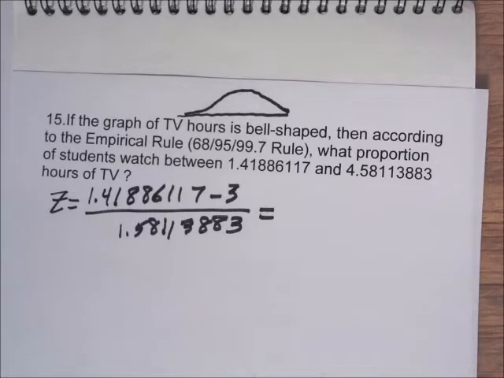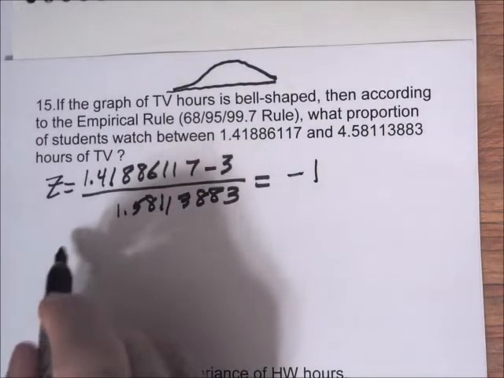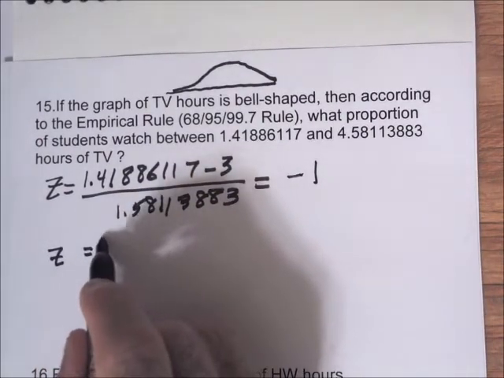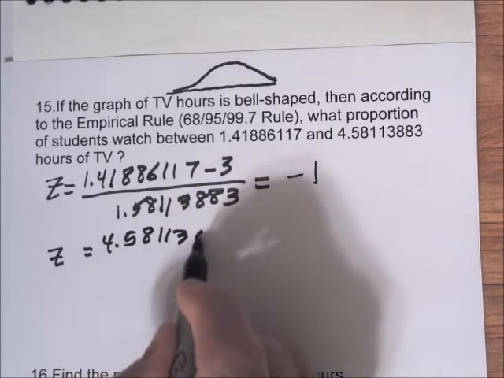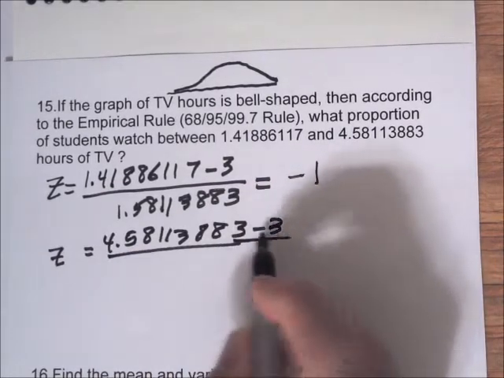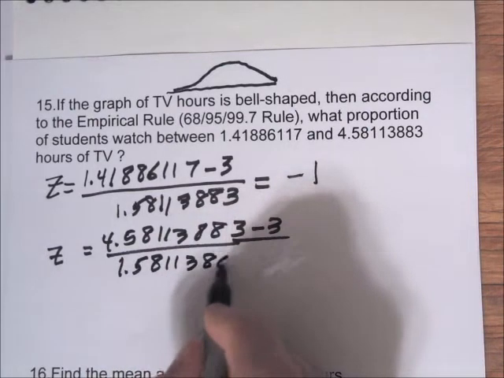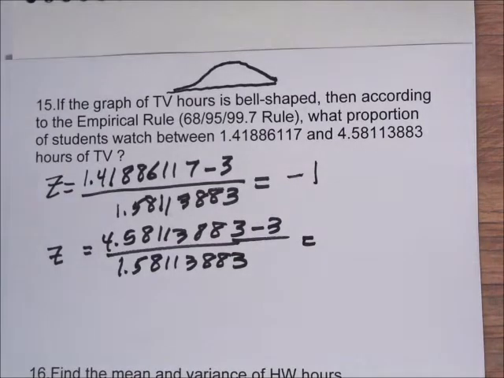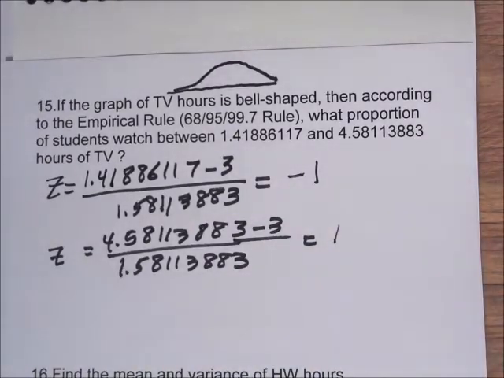Didn't work. I did something wrong. 1.41886117 minus 3 equals, divided by, second recall, equals. Yeah, negative 1. And the other z-score, 4.58113883 minus the mean, which is 3, divided by the standard deviation. Let's put this in and see what we get. 4.58113883 minus 3 equals, divided by second recall, and I get positive 1. Okay, so these z-scores are negative 1 and positive 1.